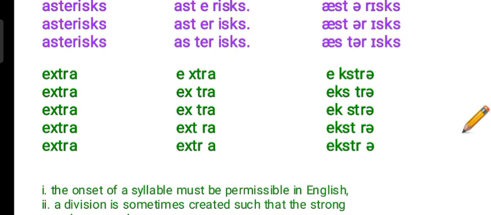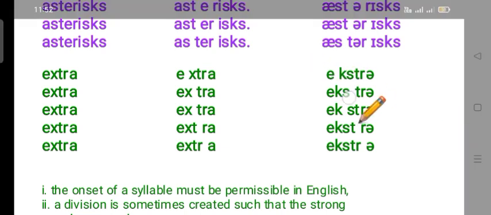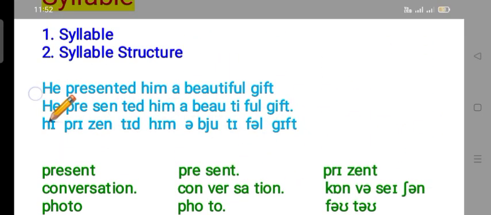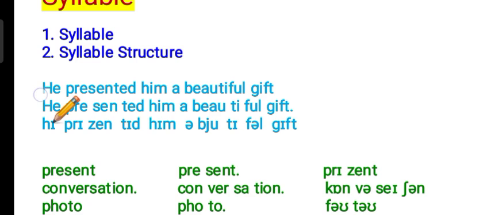Vowel is the necessary part of a syllable, as if you look at these possible beats, you can see that each beat contains a vowel sound. You can see, he presented him a beautiful gift. Okay, you can see that each of these beats contains a vowel sound, just like this one, and this beat, this one, and this beat. Each beat contains a vowel sound.